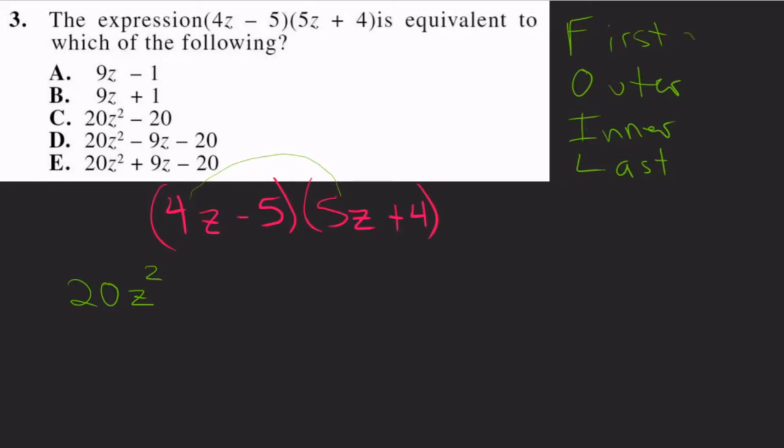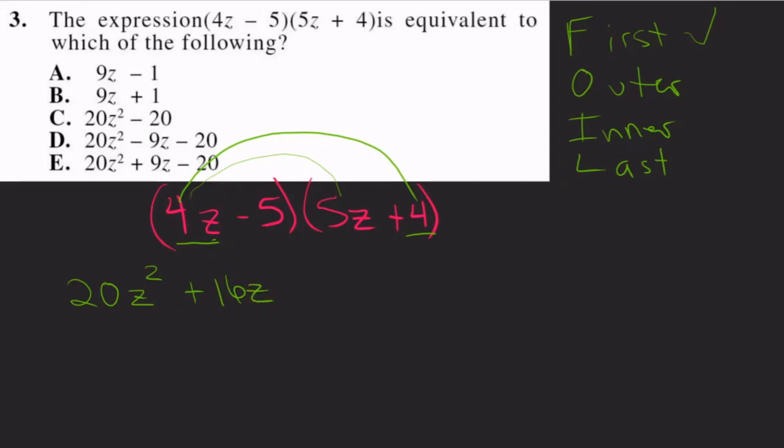Then, so that's first. Then we want outer. So they're going to refer to this right here and this right here as our outer terms. 4z times positive 4. Well, 4 times 4 is 16, so 16z.